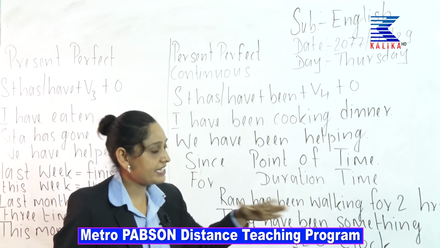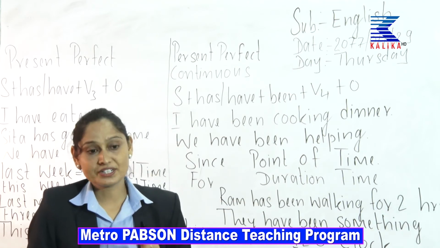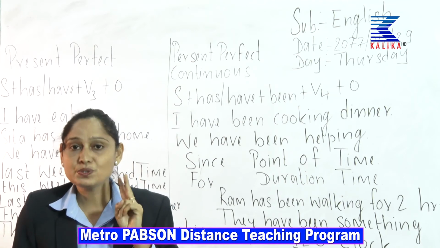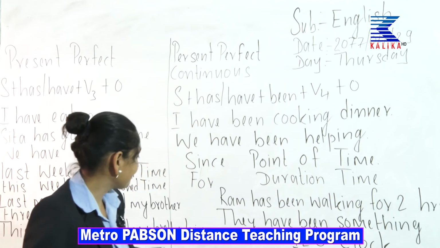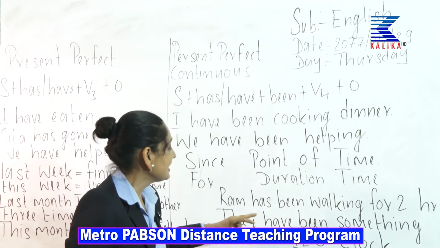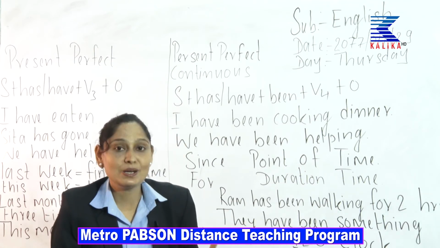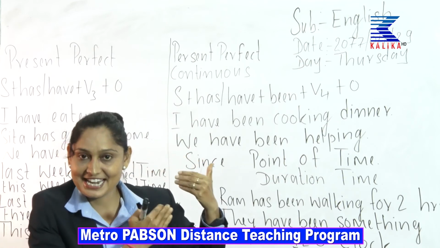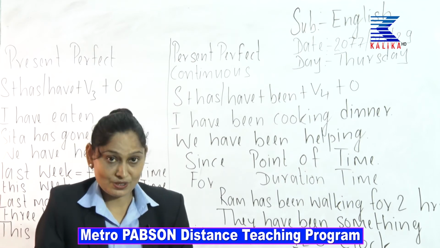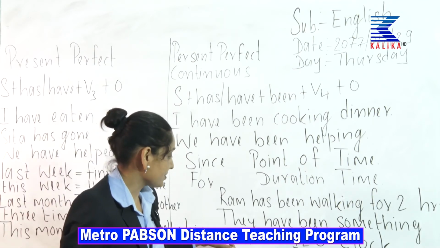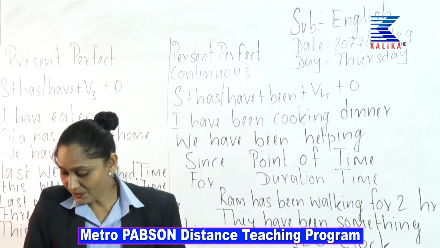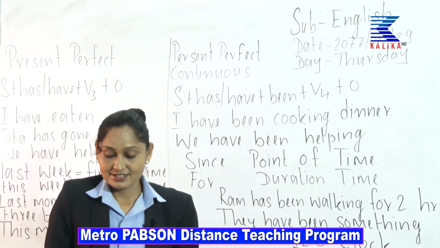Ram has been walking for 2 hours, children. There is a 2, so that is why we are using for. The next: they have been writing something since 12 o'clock. From 12 o'clock, here is the time, they are writing and they can continue also. So this is present perfect continuous. They have been writing something since 12 o'clock. So, now let us move to the slide.